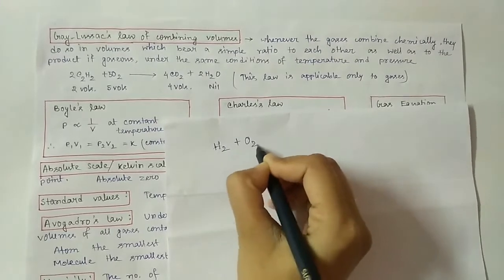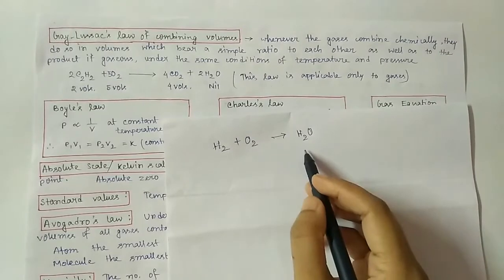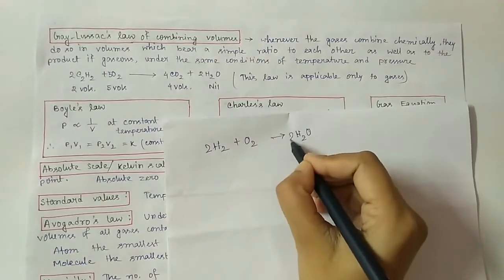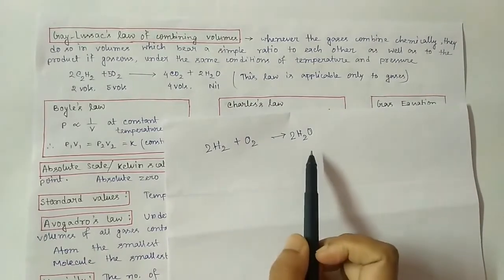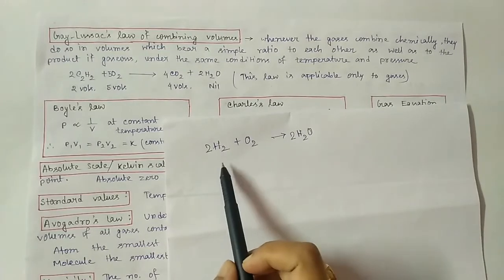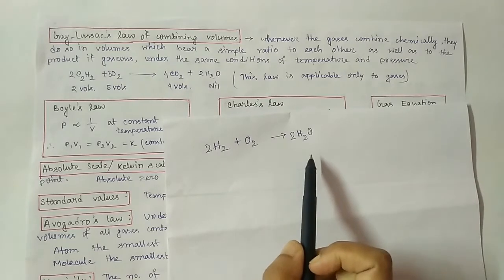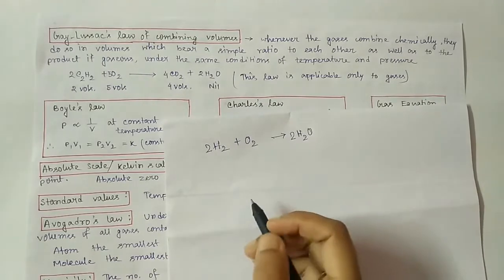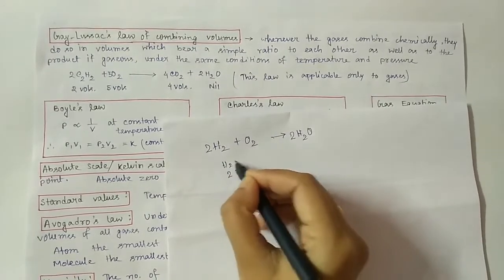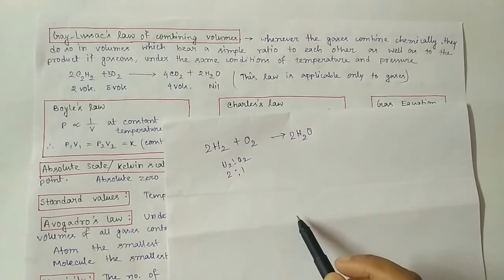H2 plus O2 combines to form H2O. So when we balance this, we'll find that here will be 2 and here will be 2H2O. Thus the equation is balanced. So we can say that 2 liters of hydrogen when it combines with 1 liter of oxygen will produce 2 liters of water. So here the ratio of the reactants is 2:1, hydrogen to O2, and thus it produced 2 liters of water.